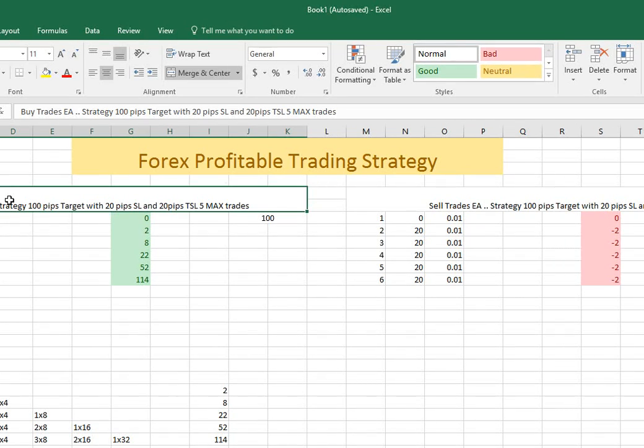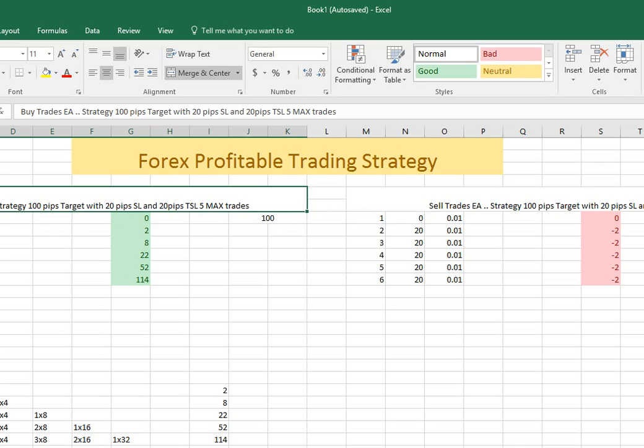Each of your trades will have a 20 pips stop loss, and it will also have a 20 pips trailing stop. There will also be a limit to the maximum number of trades. In this particular example, I am using 5 maximum trades. The example shown here has 5 maximum trades.